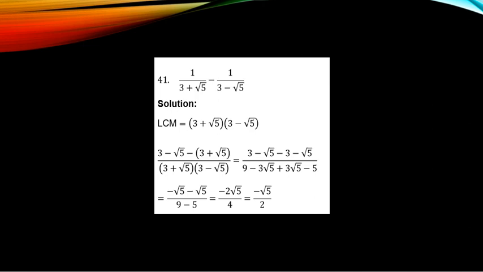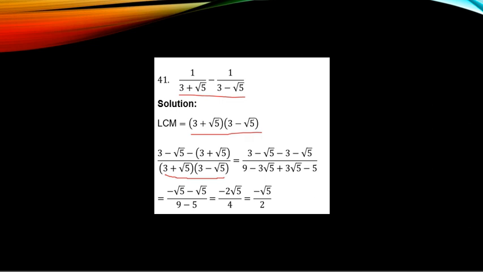Example 41. This is just like example 40, and because it is subtraction of fractions, the first thing is to find the LCM of the denominators. 3 plus root 5, 3 minus root 5. Because both terms are different, the LCM is their product. So you take the LCM first.